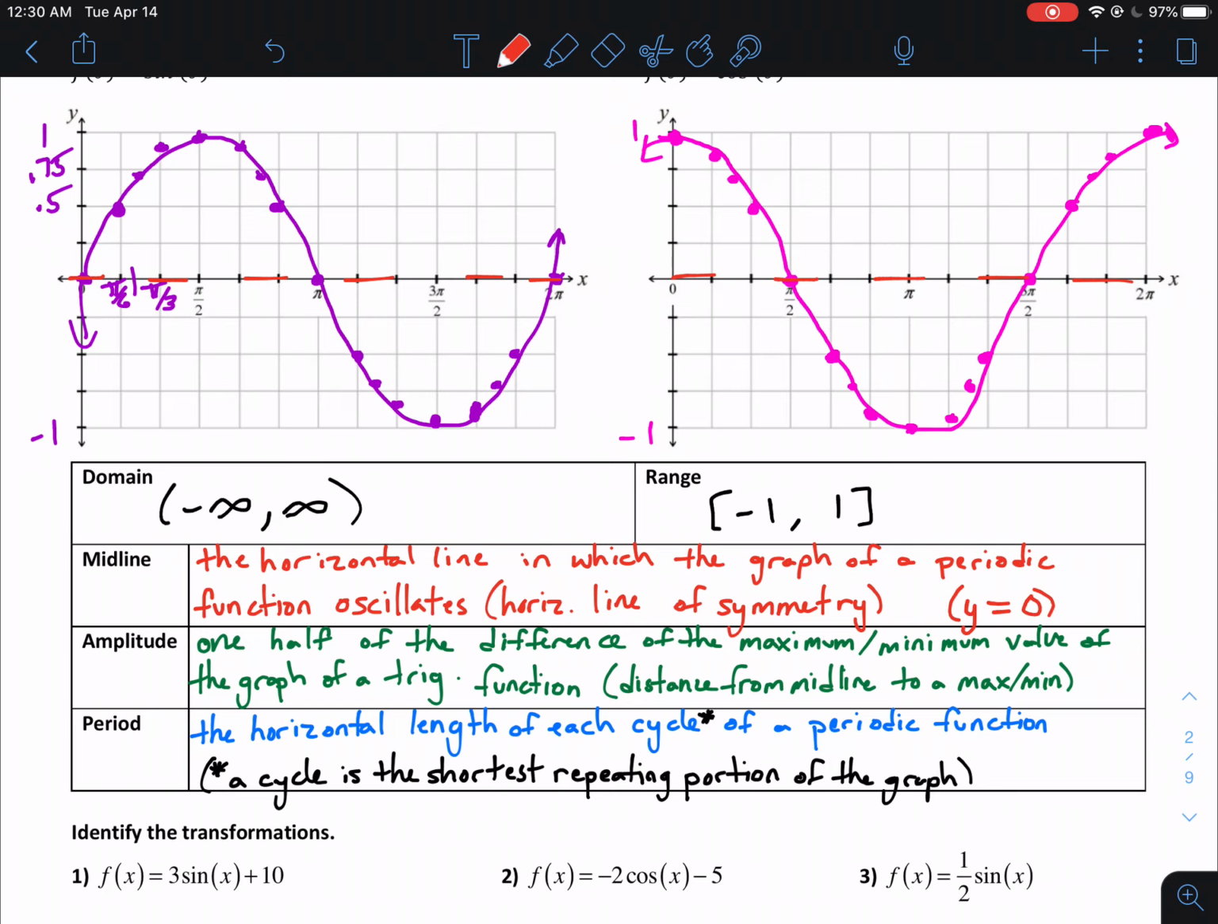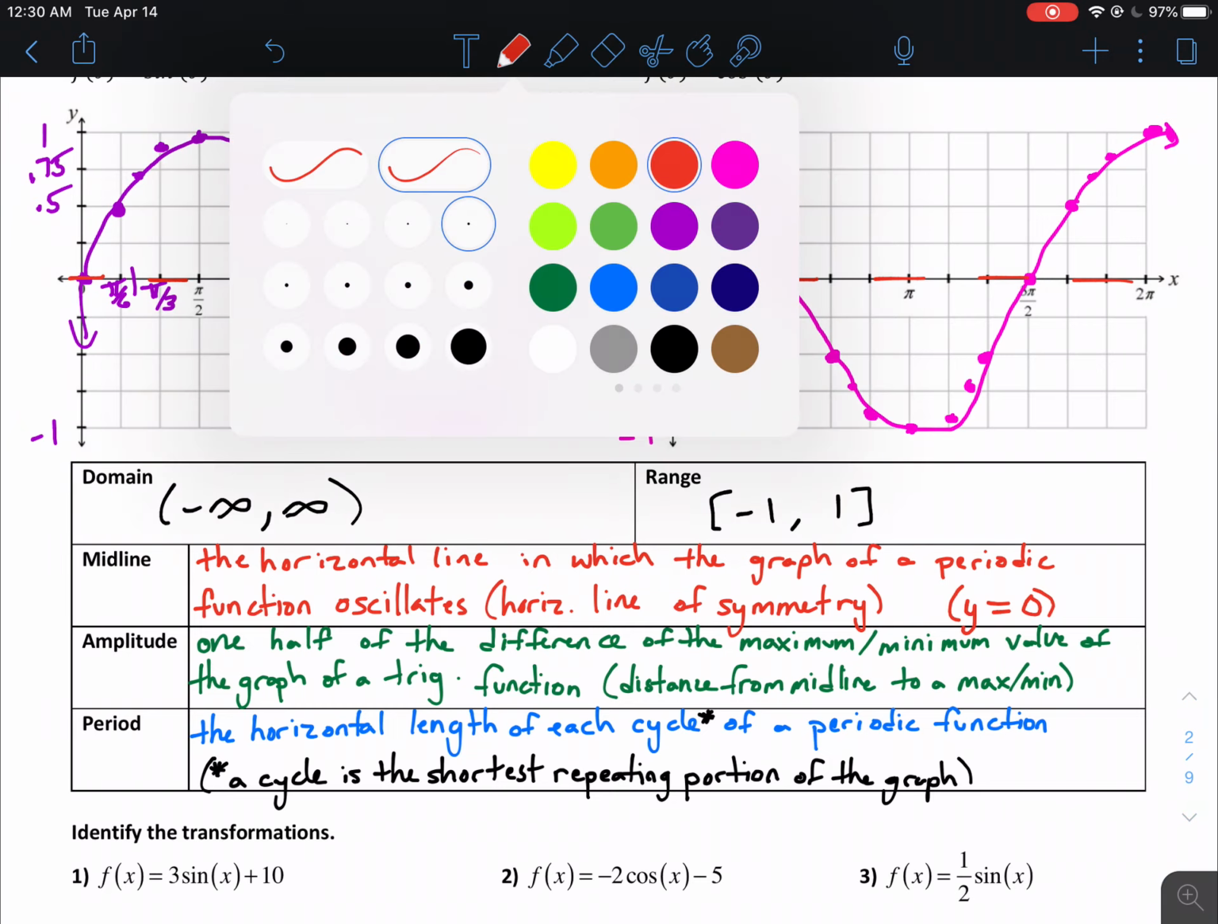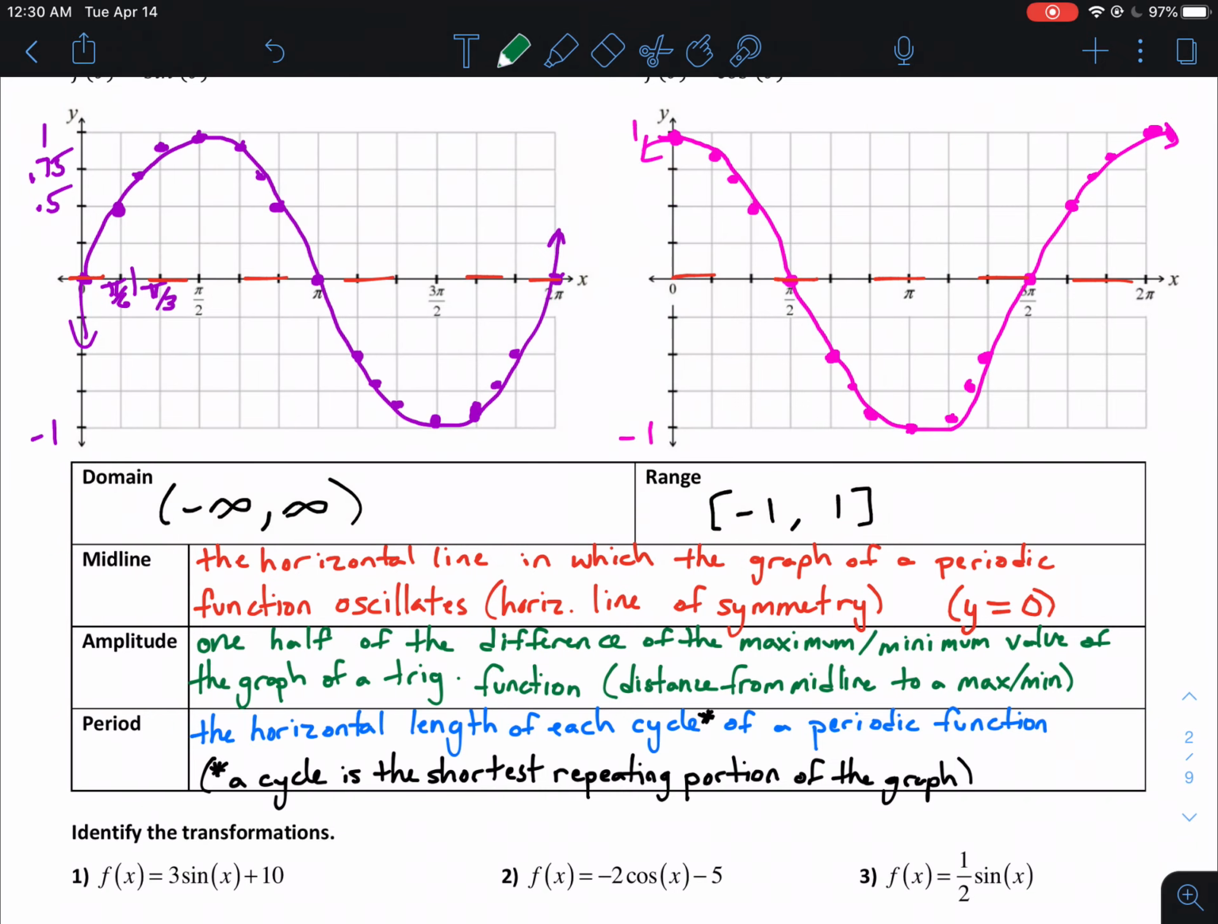Okay, next is the amplitude. The amplitude is 1/2 of the difference of the maximum and minimum value of the graph of a trig function. Another way to think about amplitude is that it's the distance from your midline to a maximum or minimum. So if you go from your midline up to a maximum, here we had a distance of 1. Here we also had a distance of 1. So even if you're going negative direction, it's still a distance of positive 1.